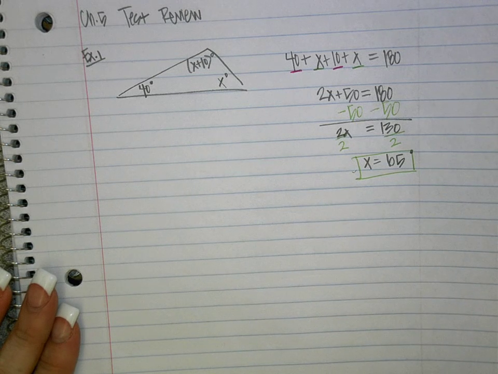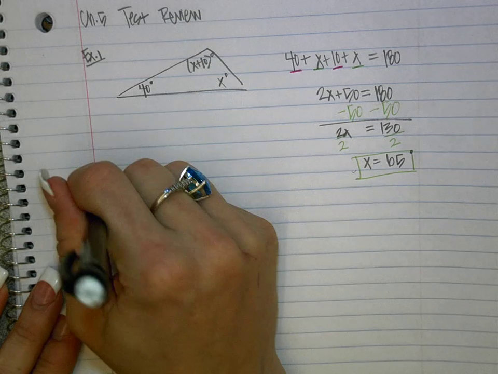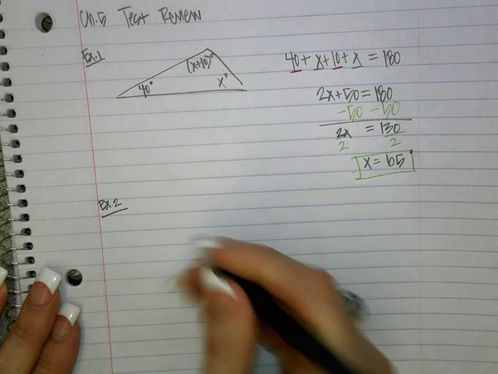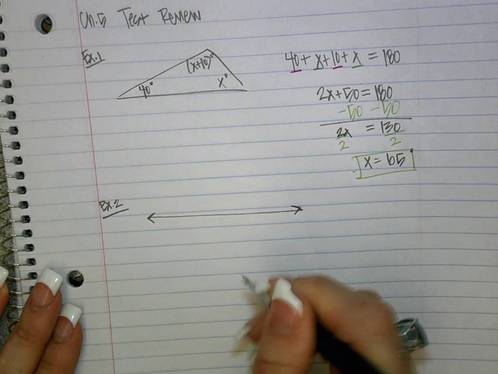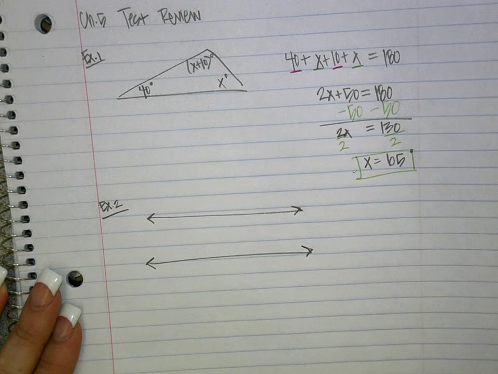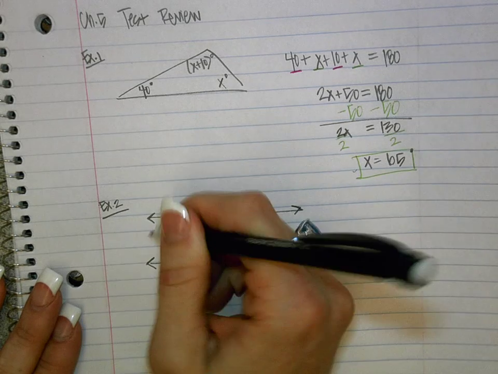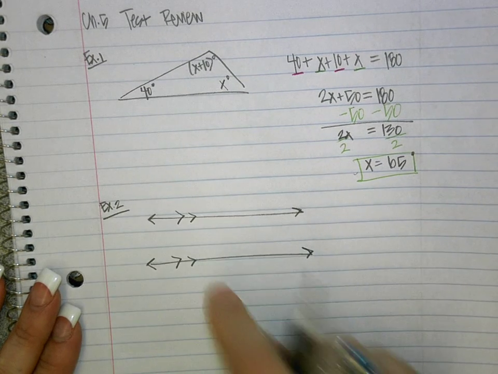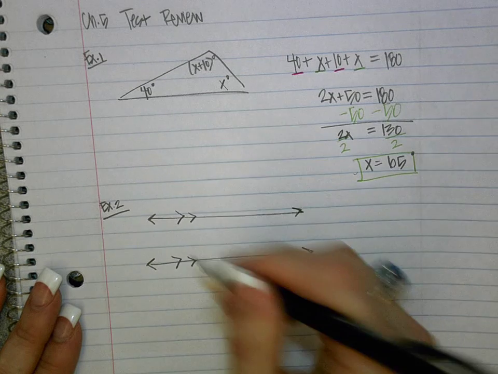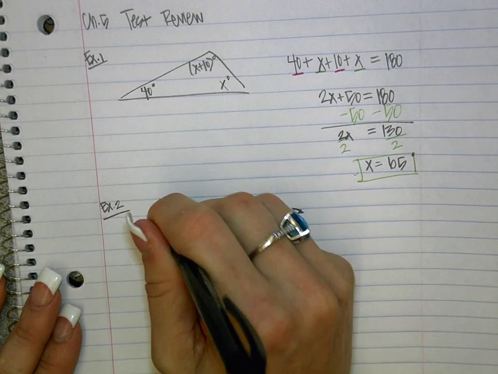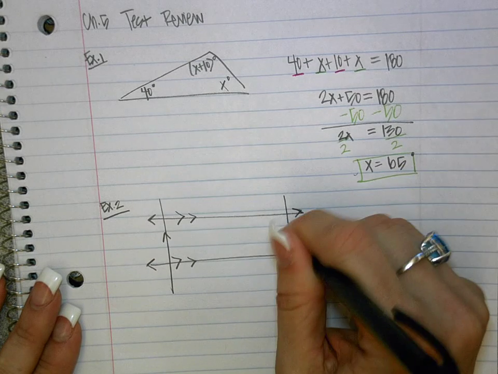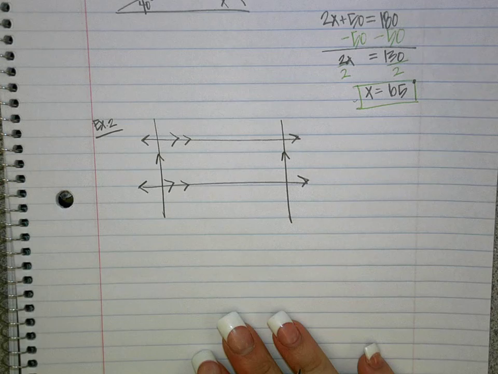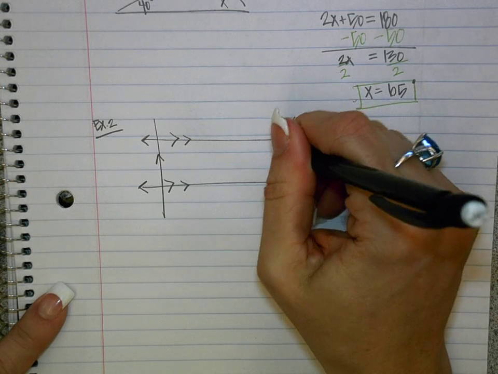Let's try another one. Number 2. If I give you, let's say, 2 parallel lines going this way, and I tell you that these are parallel, so I put these 2 arrows on them, that tells you that these are parallel, right? And then I have another set going this way, so that means these are parallel. And then I have one that goes through here that makes a triangle.